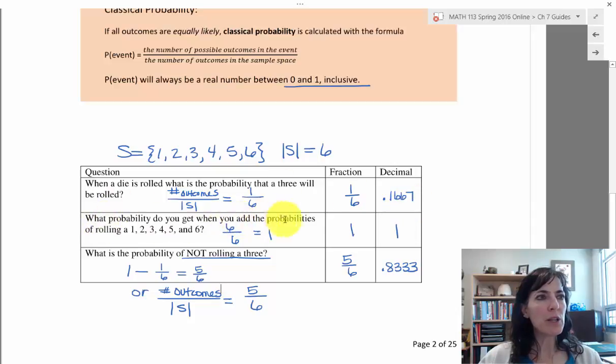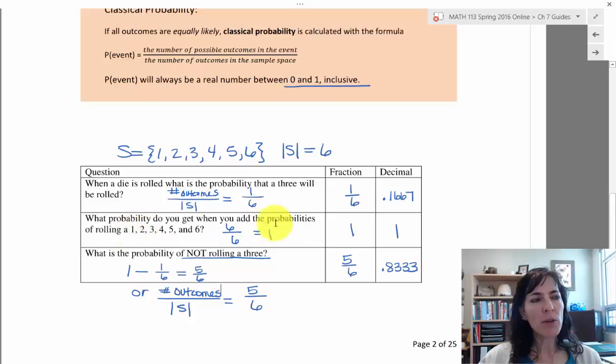Then what probability do you get when you add the probabilities of rolling a 1, 2, 3, 4, 5, and 6? Because the probability for each outcome in our sample space here is 1/6, 1 out of 6. When I add them all up, I have 6 out of 6, which reduces to 1, which is also 1 as a decimal. What is the probability of not rolling a 3?